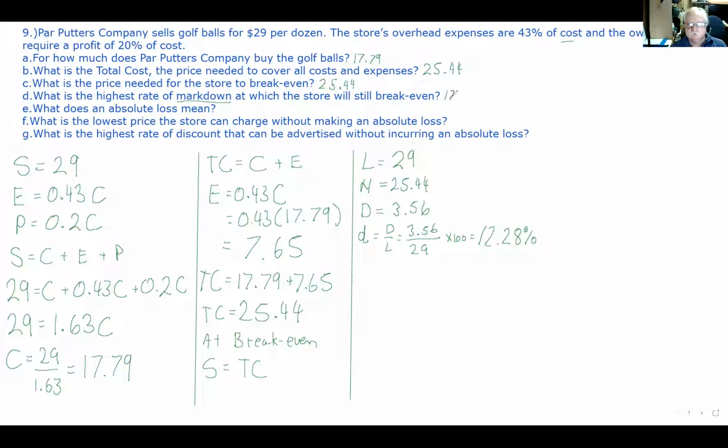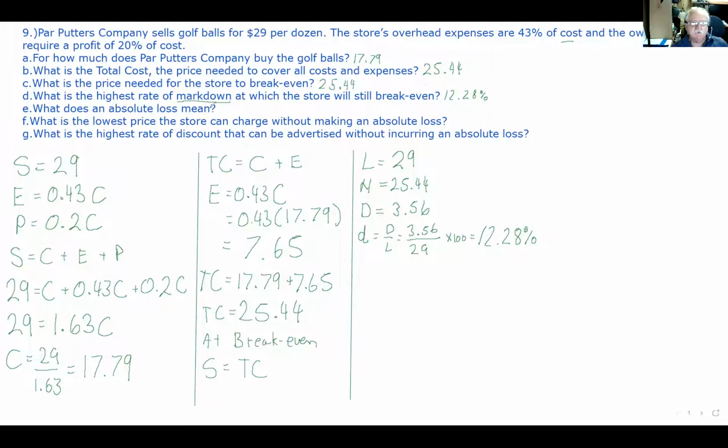So, sir, where did we get this value 3.56? Oh, we did the list minus the net to get the difference. Okay, got it. Thank you, sir.